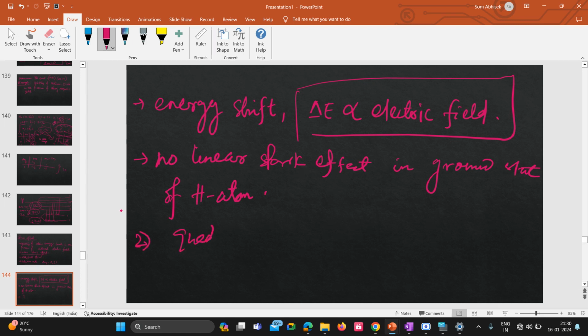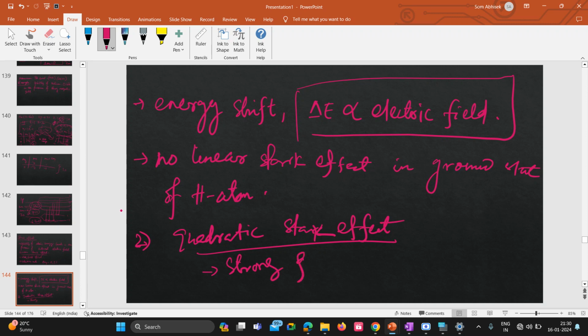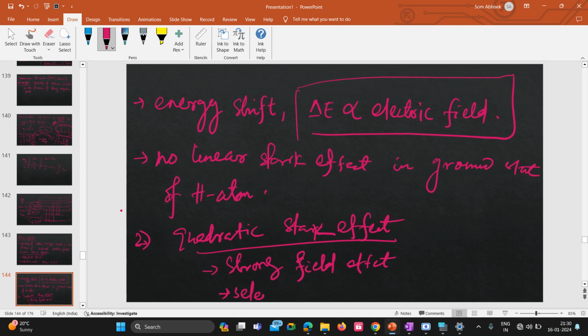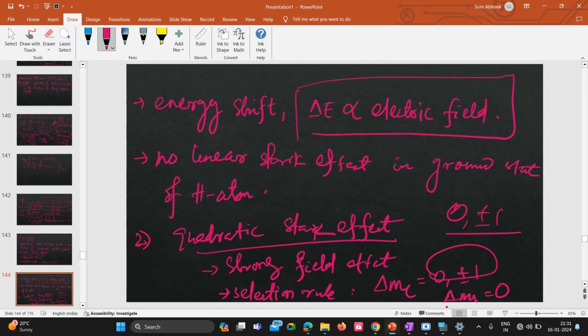Okay, leave it. This was linear. Next is the quadratic Stark effect. The quadratic Stark effect is the strong field effect. Okay, the selection rule is del ml is equal to 0 plus or minus 1, del ms is equal to 0. Everything there is 0 plus or minus 1.